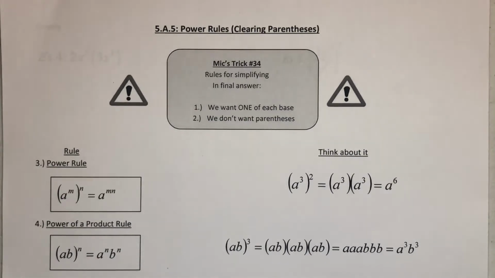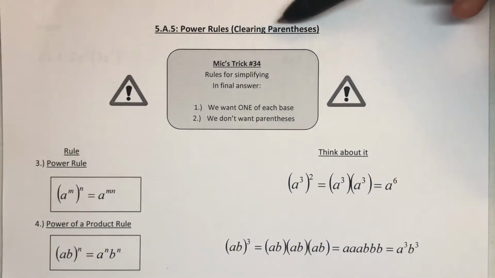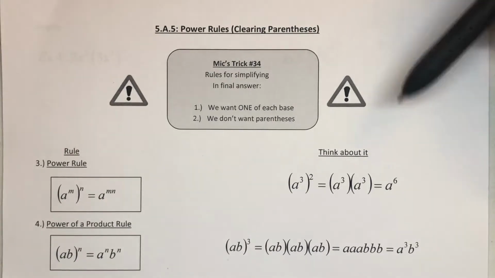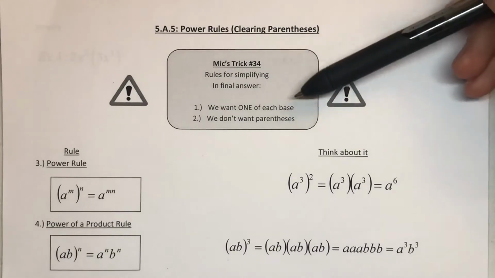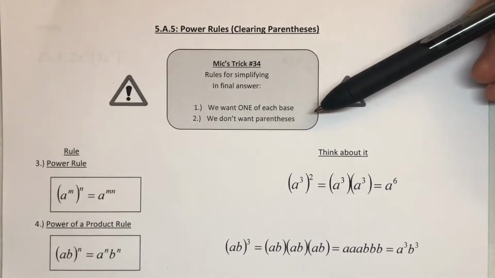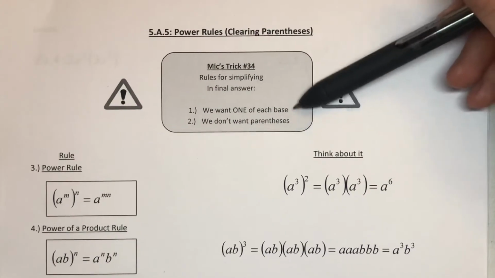So, adding 3 more rules to what we learned in 5.A.4. These rules are more about clearing parentheses than really simplifying, though it's still part of the process. But the idea is, as we work to get the final answers in these problems, these are really the 2 things we want to work on.